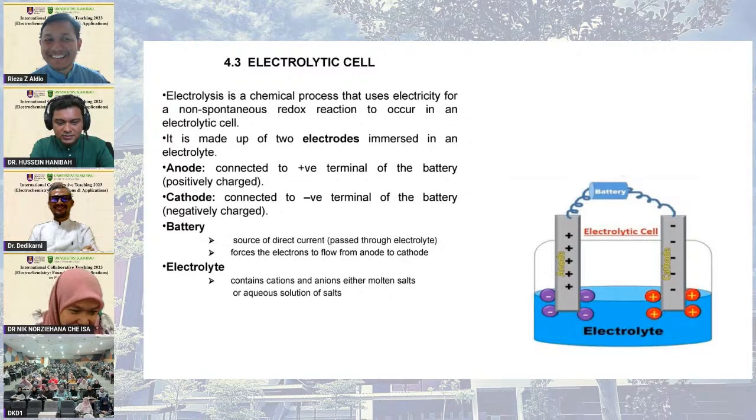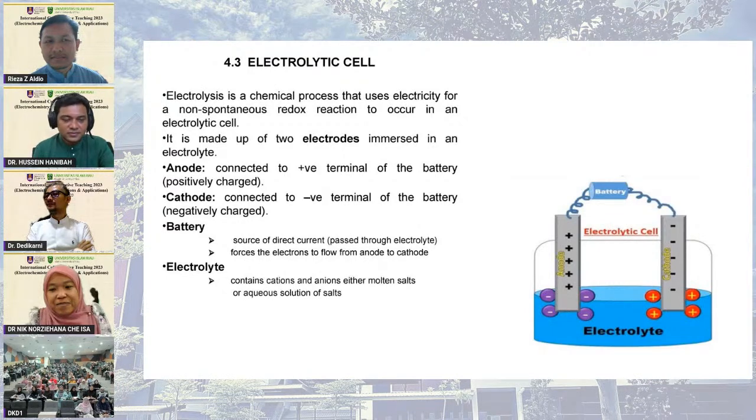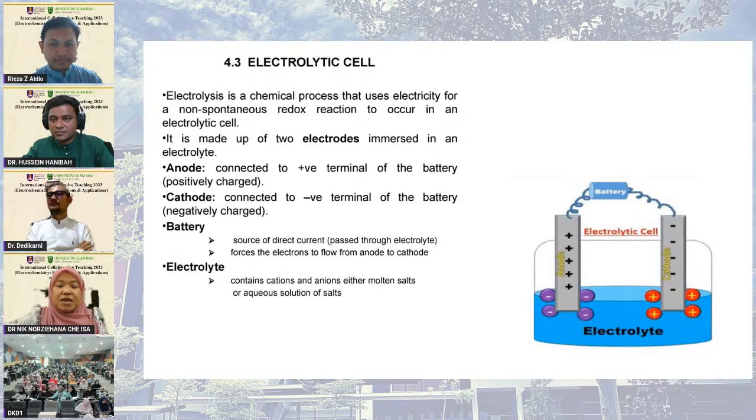Okay, all right. So now we go for the electrolytic cell. We look at the difference between the galvanic cell and the electrolytic cell. For the electrolytic cell, electrolysis is the chemical process that uses electricity for non-spontaneous redox reactions occurring in the electrolytic cell. If you look at here, you only have one cell for the electrolytic cell, in which two electrodes are immersed in an electrolyte. So you have the anode, you have the cathode, and you have a battery as a source of direct current.